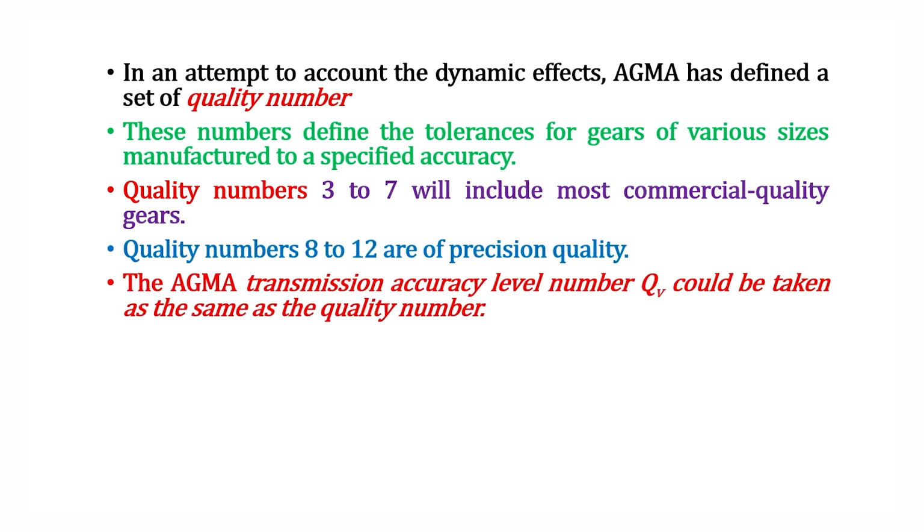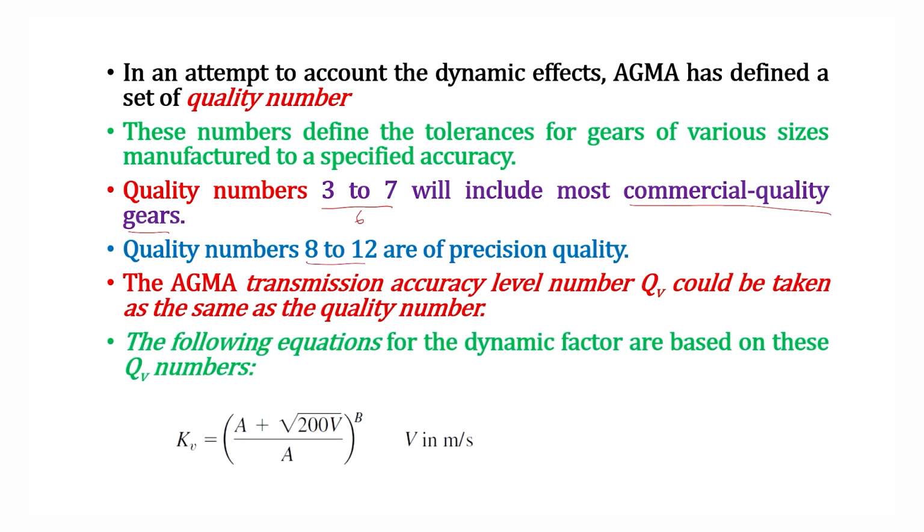And the quality number from 3 to 7 is for most commercial quality gears, and in our problem the quality number of 6 was given, and it means it is the commercial quality gear. If it is not given, then depending on what type your gear is, you have to select the quality number. Quality numbers 8 to 12 are of the precision quality. So, knowing the quality value, we will get the value of this Kv velocity factor.